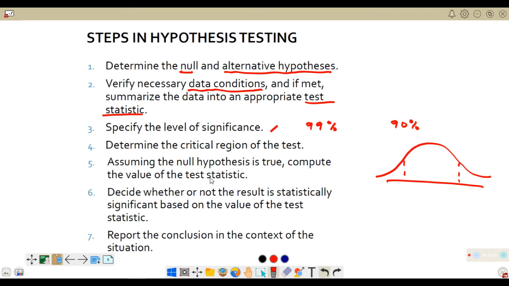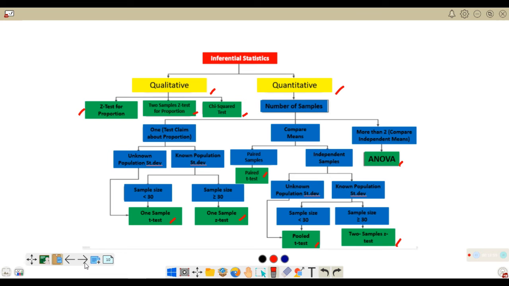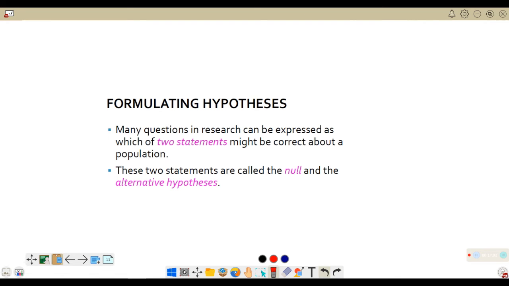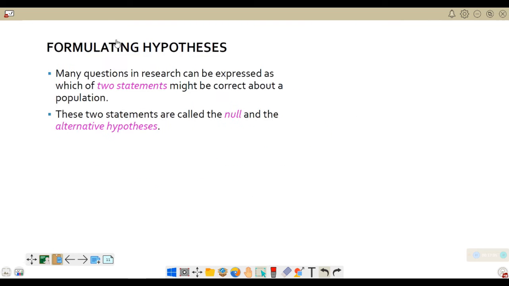Pero may isa pang method, yung p-value method, which is more convenient kasi hindi na kayo gagamit ng table. Sa p-value method, ang titingnan nyo na lang ay probability. And then, i-compare nyo na lang siya dun sa standard error. Okay? Okay. Next, let's go to number 7. Report the conclusion in the context of the situation. Now, how do we formulate hypothesis?